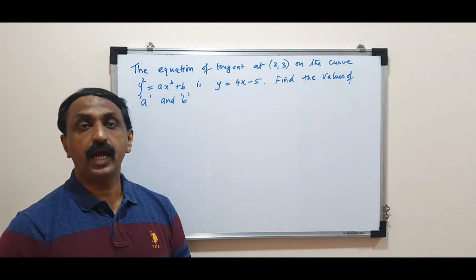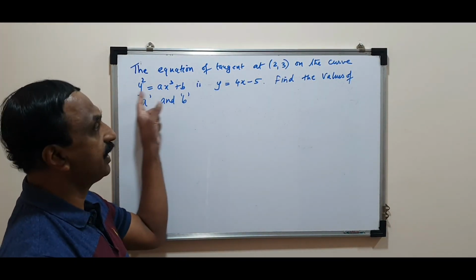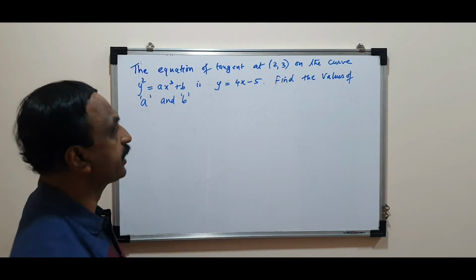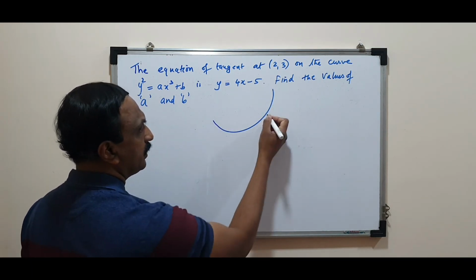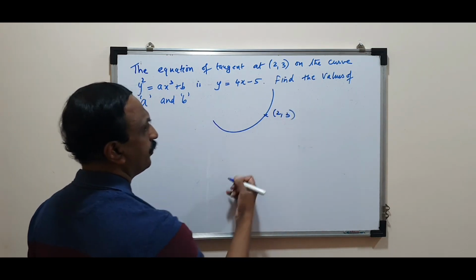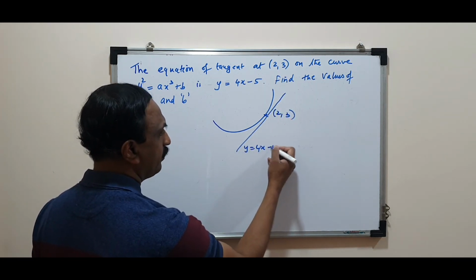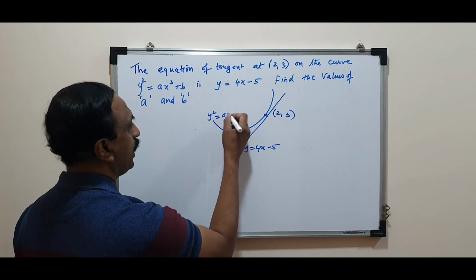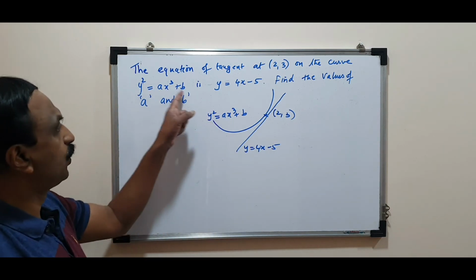Now, finding the unknowns, that's the next type of question. What is given to us? This is a curve. The tangent at 2, 3 is y equal to 4x minus 5. So imagine the curve, something like this. There is a point 2, 3 here. The tangent at this point is given to you, y is 4x minus 5. And you are also given the equation of the curve, y square equal to ax cube plus b. We need to find out the unknowns a and b.